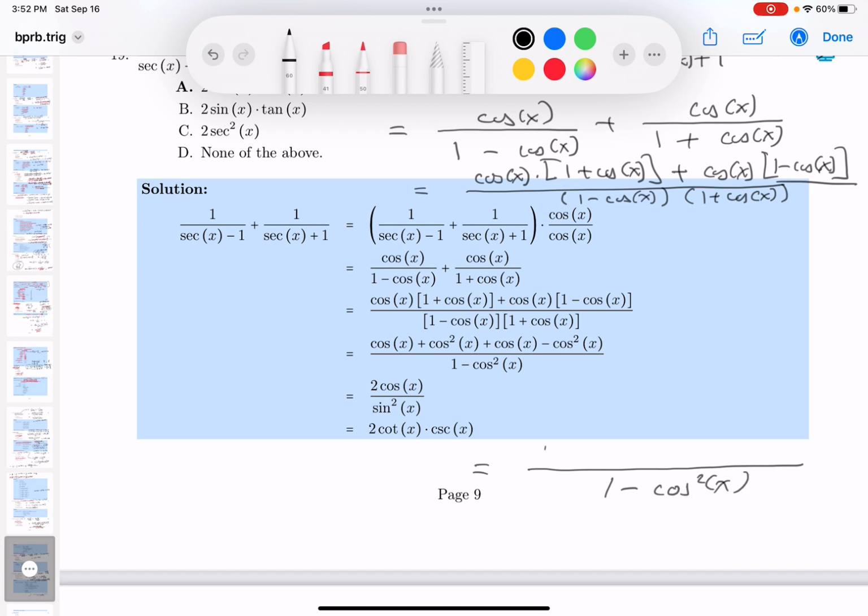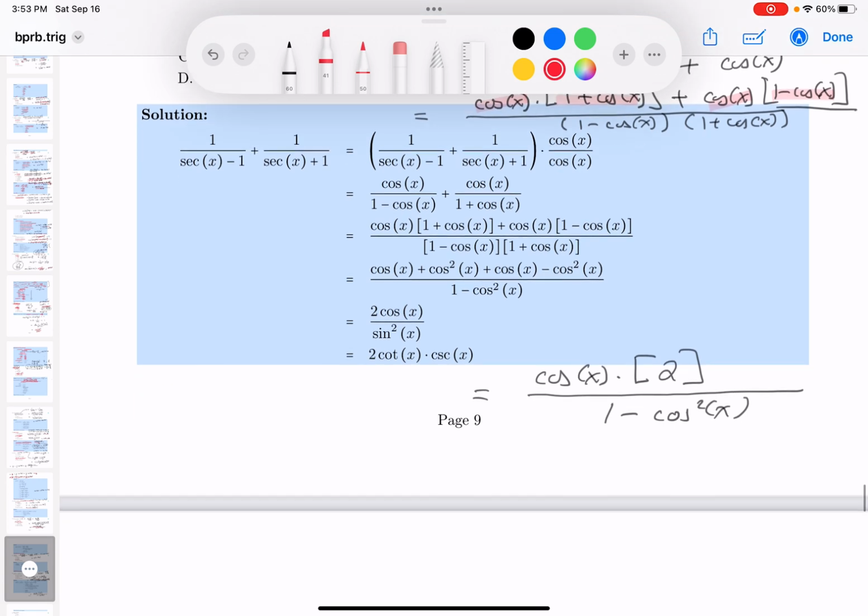Now, if I did the top, I'd factor out a cosine x. What would I be left with? 1 plus cosine x plus 1 minus cosine x would just be the number 2. All right? Then repeat what I did. I factored this out, and then I'm left with this plus that. 1 plus 1 is 2. Cosines disappear. So I don't really see that answer in the key.